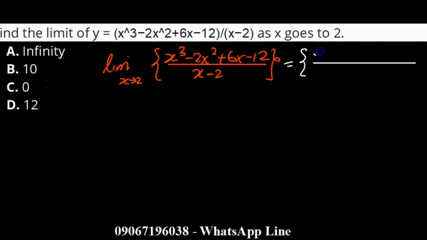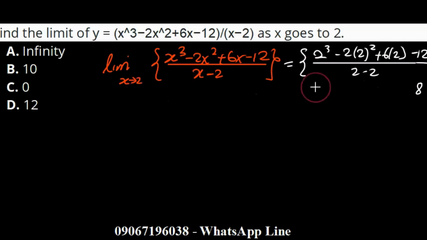This is going to give us 2 raised to the power 3 minus 2 raised to the power 2 plus 6 into 2 minus 12. Then down here we're going to have 2 minus 2. If you expand this, it will be 8 minus 2 times 4, which is 8, plus 6 times 2 is 12 minus 12. So everything here is 0, and everything here is 0. So this is undefined.